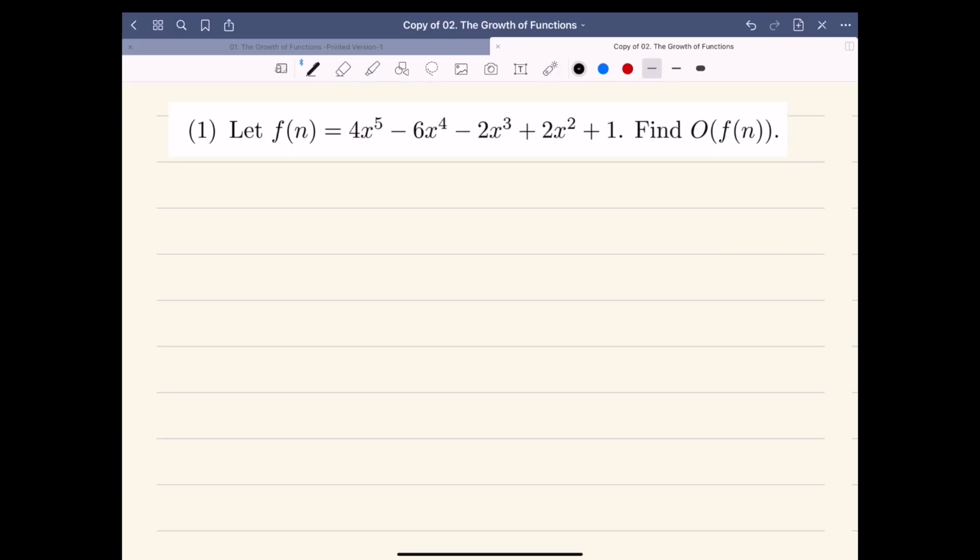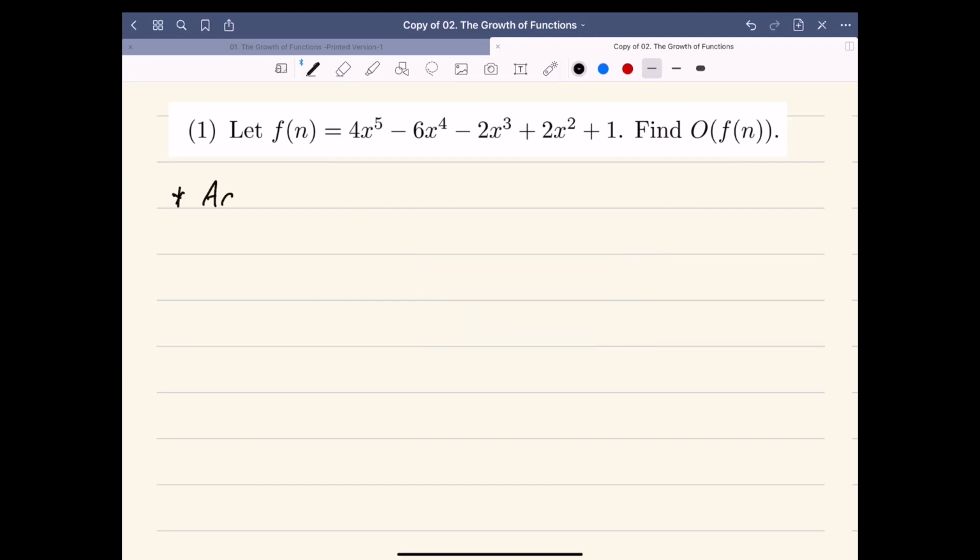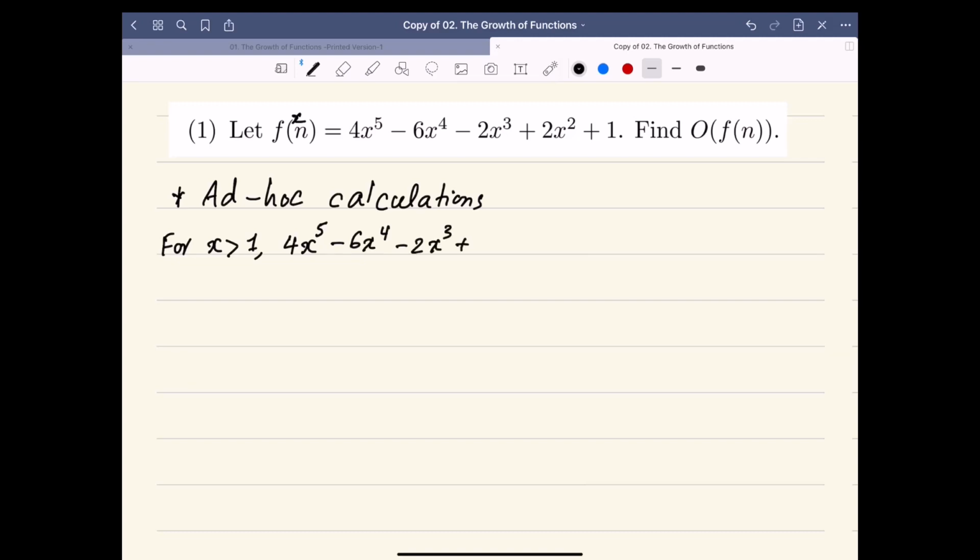For this polynomial, we are going to solve it using the two methods, the ad hoc calculations and using the general procedure. So for the ad hoc calculations, we start by saying for x greater than 1, and then we write the function 4x raised to power 5. By the way, there is a typo error. This is supposed to be x not equal to n, and then minus 6x raised to power 4 minus 2x raised to power 3 plus 2x squared plus 1 less than.